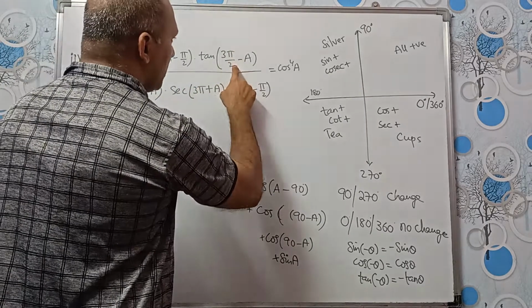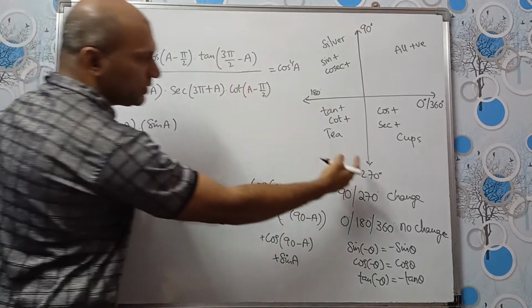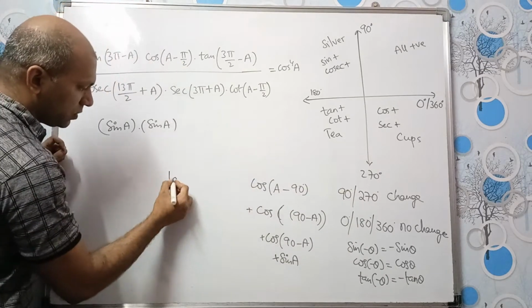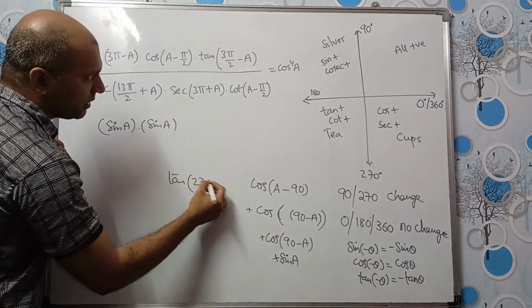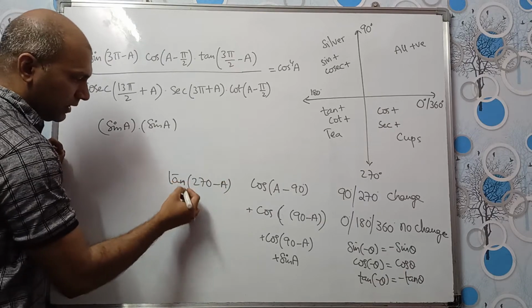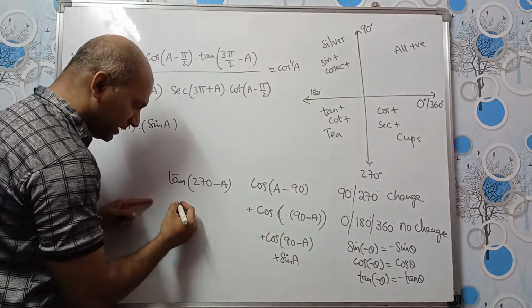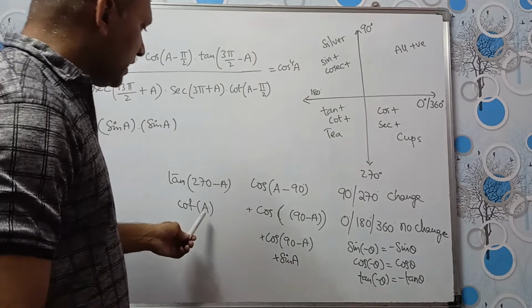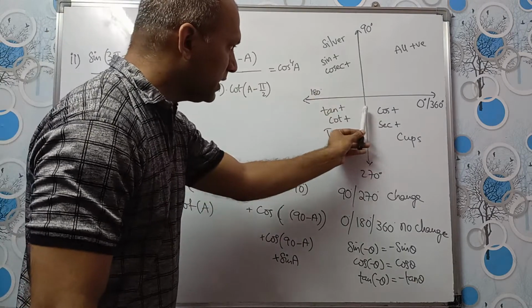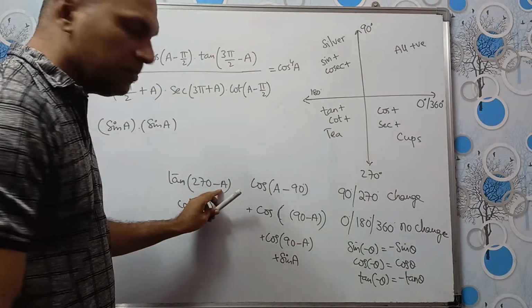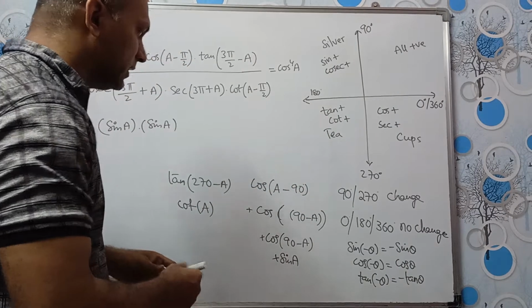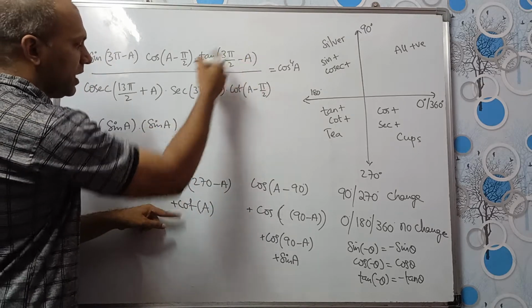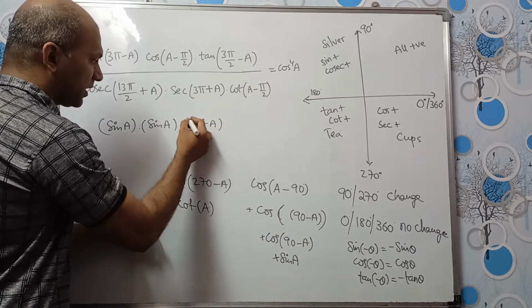What about tan(3π/2 − A)? 3π/2 is 270, because π/2 is 90, 3 into 90 is 270, right? So we'll have 270 minus A. At 270 the ratio will change. Tan will become cot, so this is cot A. Alright, what about the sign now? 270 minus A will fall in the third quadrant. In the third quadrant, tan is positive. Okay, so we'll have cot A.